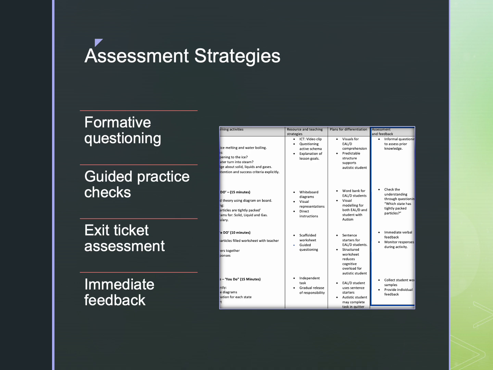Assessment strategies. Assessment in this lesson is primarily formative, meaning it is used to support learning during the lesson. This approach is supported by Black and Wiliam in 1998, who found that formative assessment significantly improves students' outcomes. In my lesson, I use questioning, observation, and an exit ticket to check understanding and identify misconceptions. This allows me to adjust teaching and support students in real time.